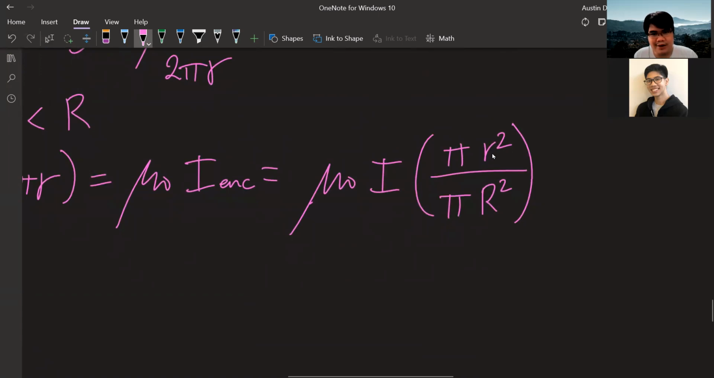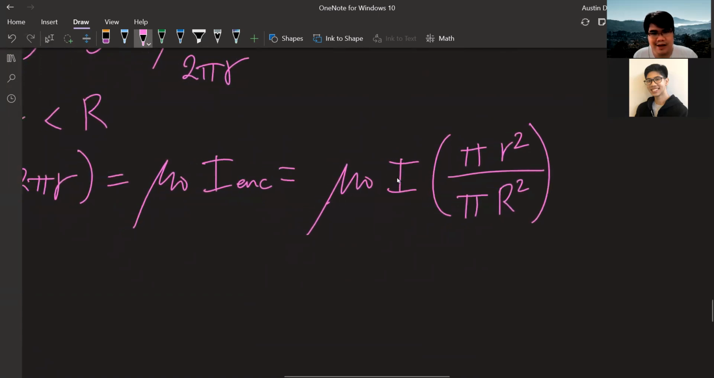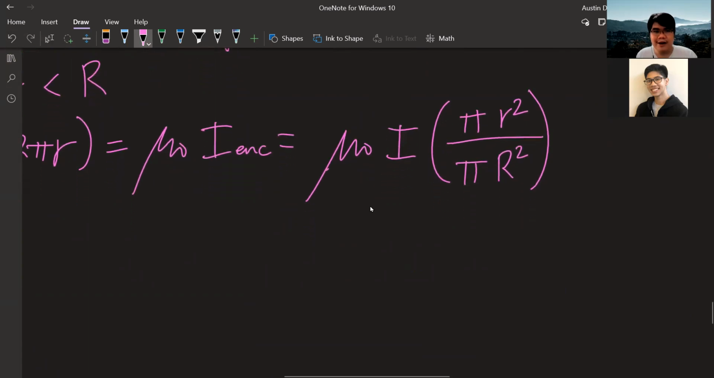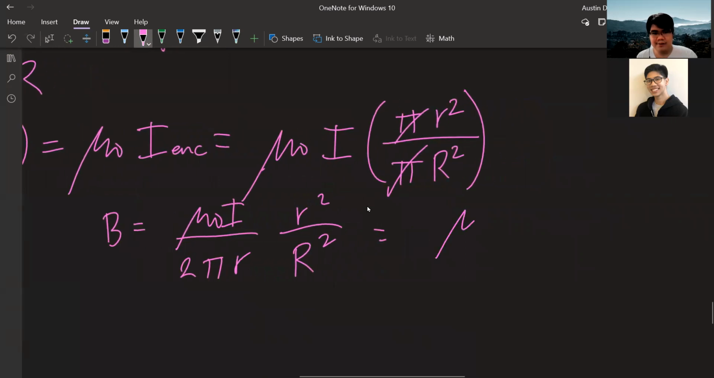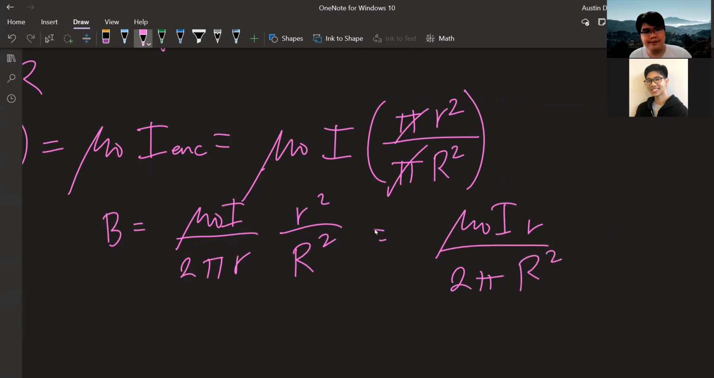So kapag 0 yung r ko, wala dapat ako ma-enclose na I. And then kapag nasa R na ako, ma-enclose ko na lahat ng current. Therefore, I have my B to be mu naught I. Magka-cancel na yung pi dito. 2 pi r. Tapos r squared over capital R squared. So this is mu naught I r over 2 pi capital R squared, for points inside.